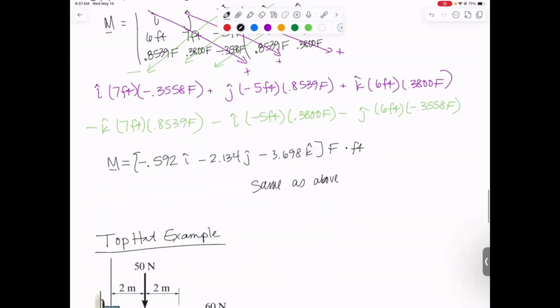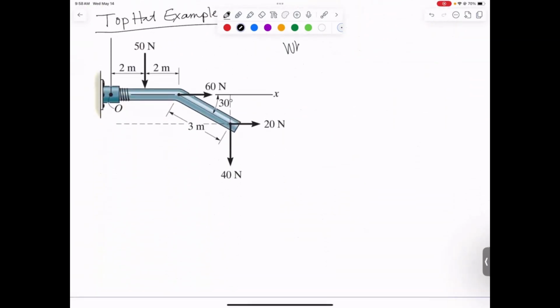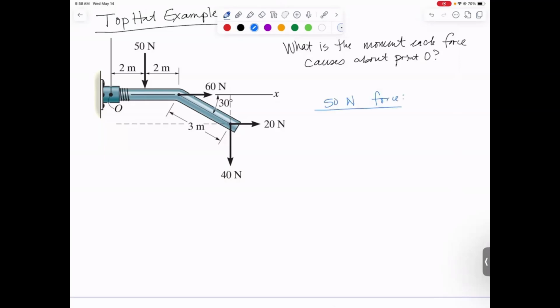Finally, quick concept question to finish class today. So here is the concept question. What is the moment each force causes about point O? We've got 4 forces. So let's start with that 50 Newton force. What moment will it cause?